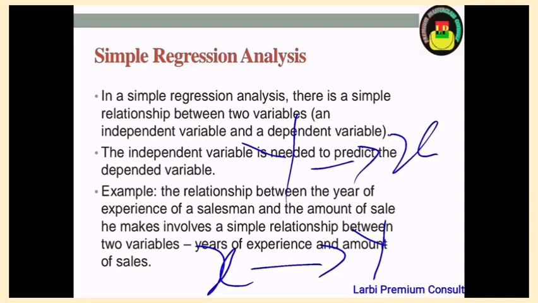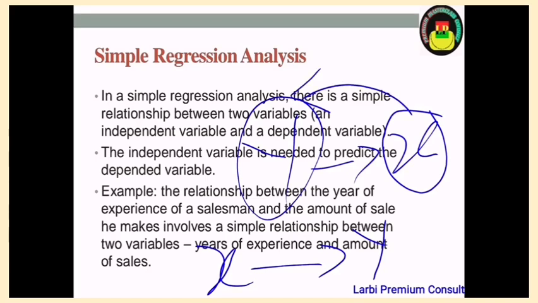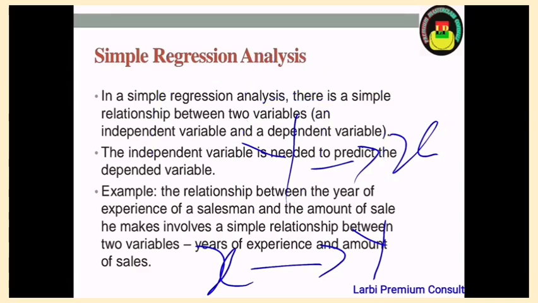Meaning that for us to get the values of x and y, it is this x that will influence the y. So that is a simple regression. In a simple regression, you have two variables, y and x in that case. So in simple regression analysis, let me read so that you see what is here.